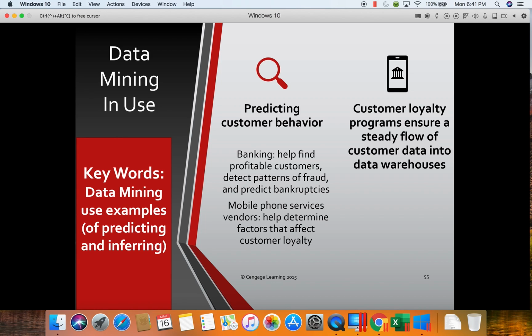So, data mining examples in use. You can see that we try to predict consumer behavior. Banks are again looking for fraud. With mobile phone services, we help determine factors that affect customer loyalties. We might do surveys to say, why haven't you stayed with this company? Is it our customer service? Is it our network coverage? What are the things that are keeping you here?